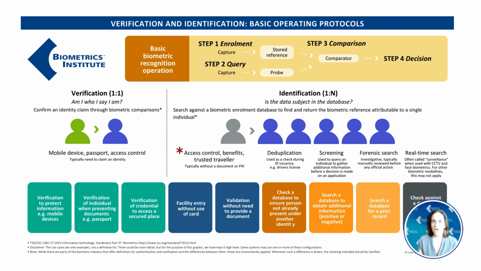So imagine an access point, a door, right? You don't want to necessarily have to make a claim, right? I'm Stephanie, and then it goes and pulls Stephanie's template or reference. What we want to be able to do is just walk up to the door and the door opens. Well, in order to do that, given that multiple people may have access to that door, it has to search through the database to find the match, right? The closest match. Do you match anyone in the database or not? If not, the door doesn't open.